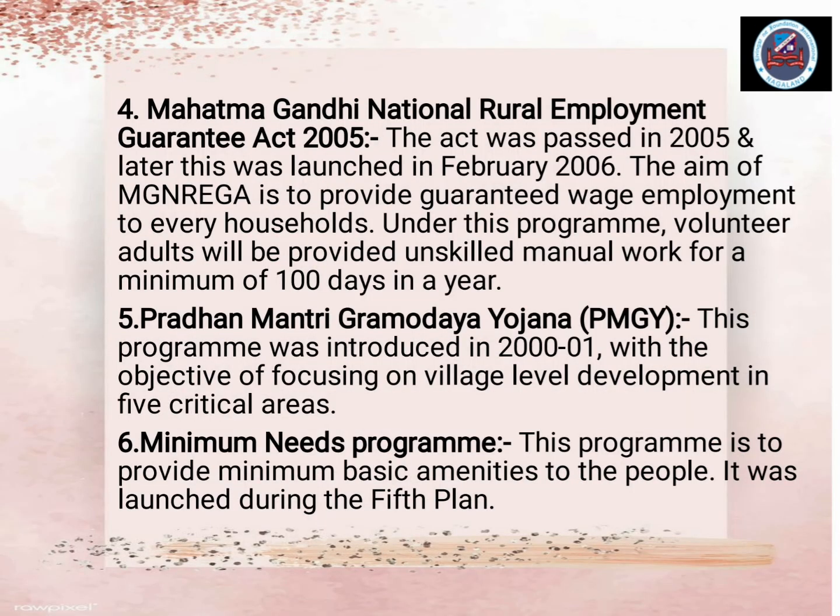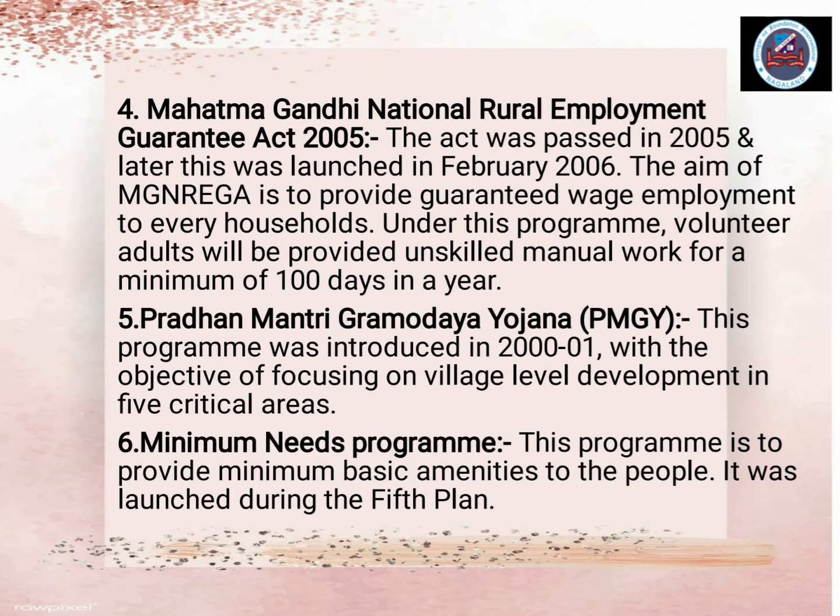Mahatma Gandhi National Rural Employment Guarantee Act. Now, this scheme was passed in the year 2005, and later on it was launched in February 2006. The aim of this MGNREGA is to provide guaranteed wage employment to every household. Under this program, volunteer adults will be provided unskilled manual work for a minimum of 100 days in a year.